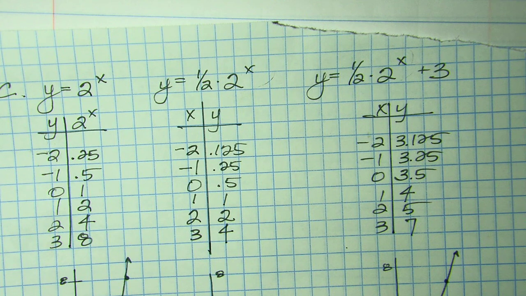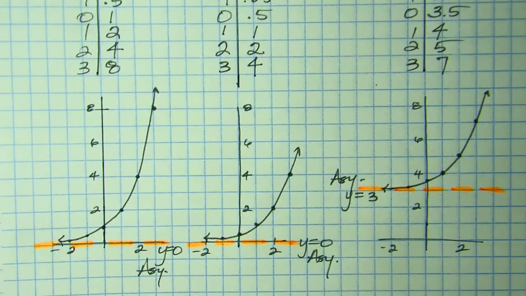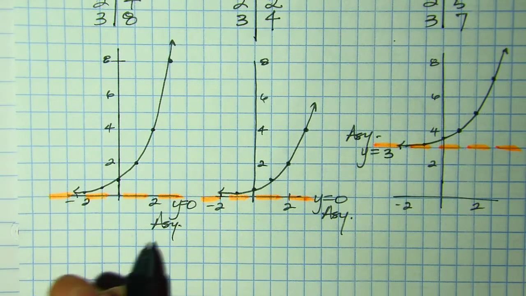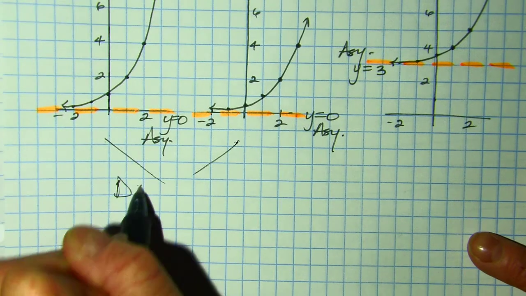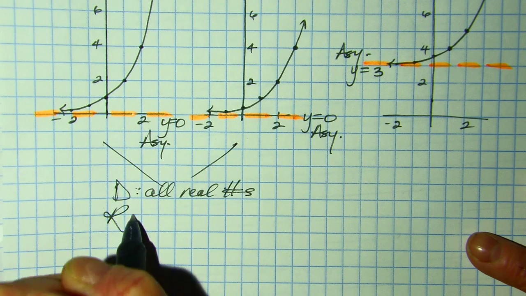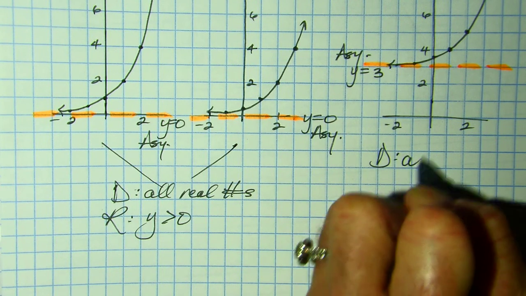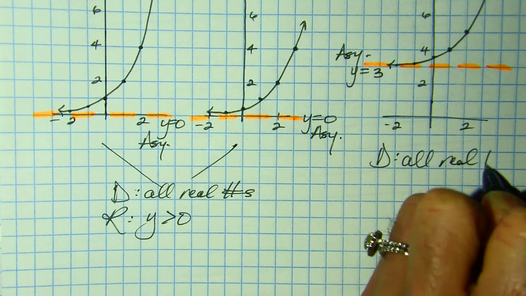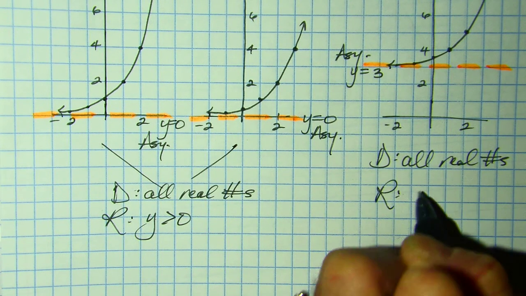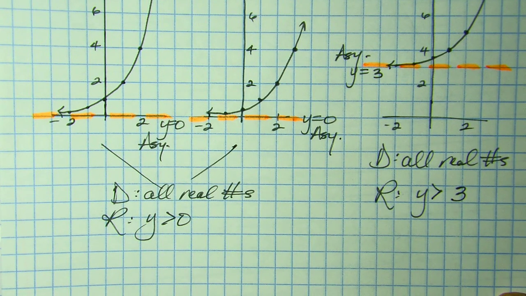Okay, so let's do the domain and range for each, and then we'll move on to D and E. So the domain for the first 2 is the same. All real numbers. Range is y is greater than 0. But this last one is slightly different. The range is greater than where my asymptote is, and my values are above it.